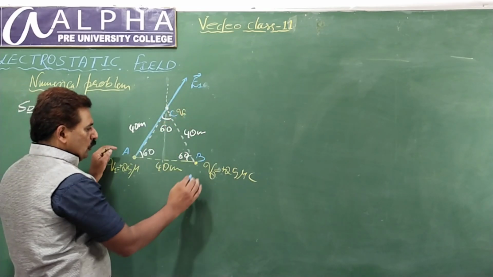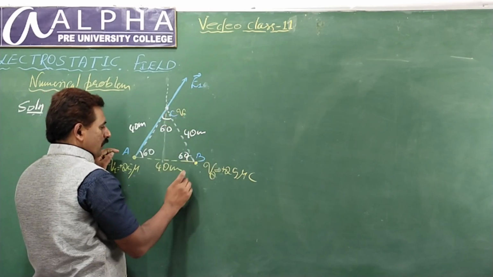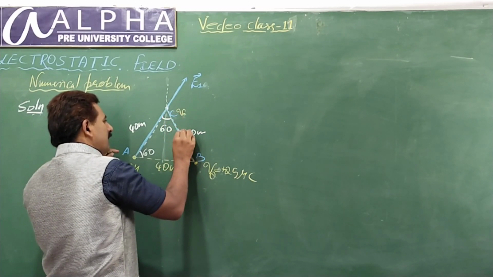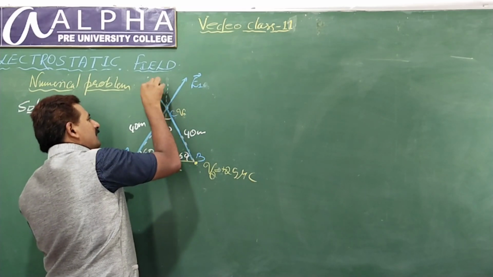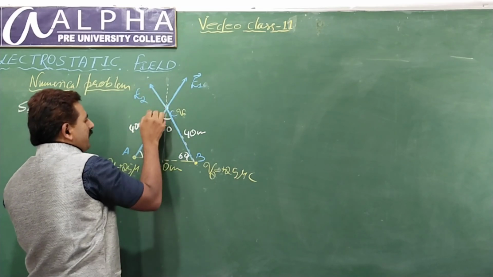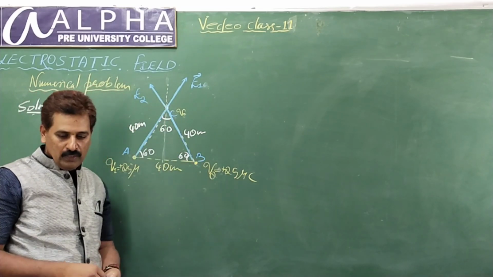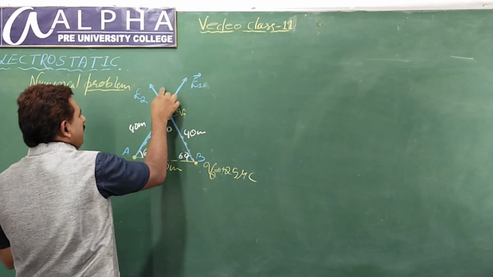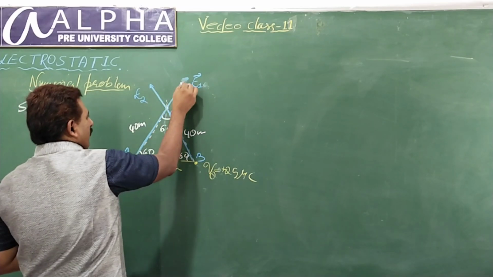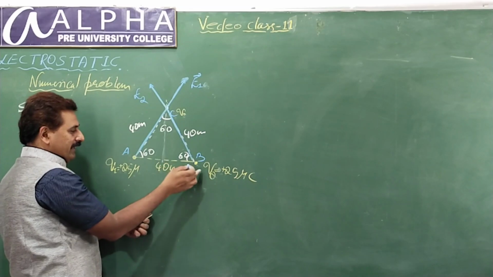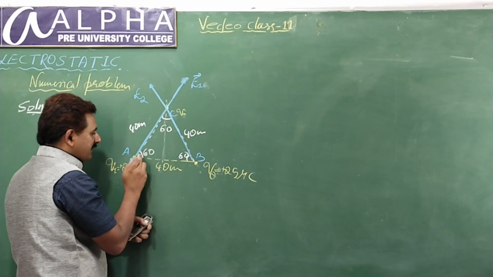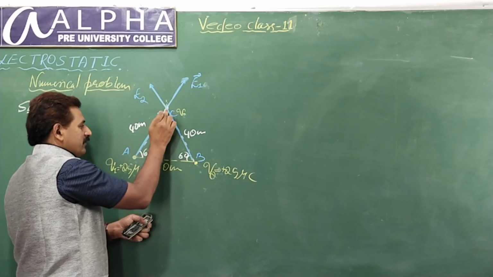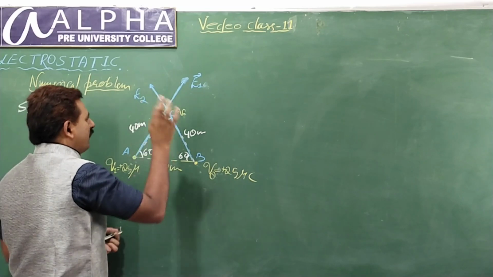At the same time, Q2 also exerts force on Q0. How do you show that? First you join BC, right? Straight line. Extend this. That is E2, the electric field due to charge Q2. Now I have shown the same length actually. Why? Because in the beginning itself, I noticed there are two equal charges. You are finding the electric field at the same distance from both the charges. That's why distance same, charge same, electric field must be same.